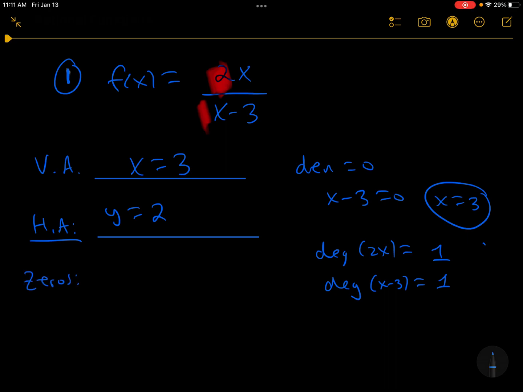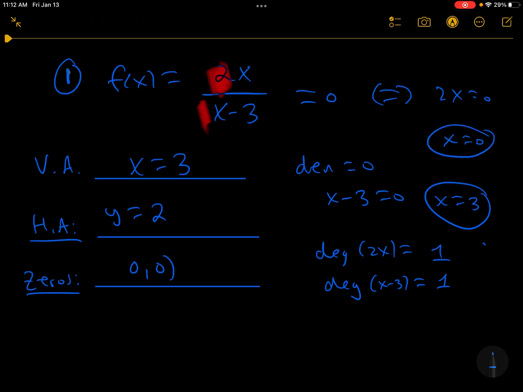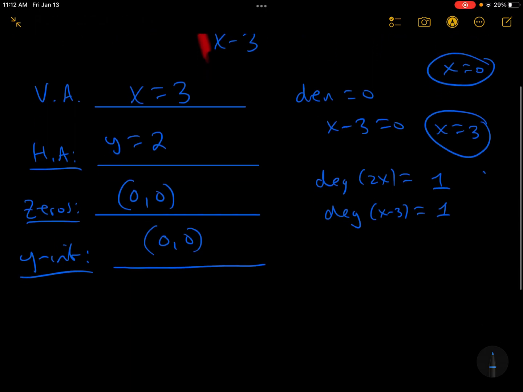Zeros occur when the function equals 0, and a fraction can only equal 0 if the numerator equals 0, which happens if and only if 2x equals 0 or x equals 0. So we only have one zero, and it's at (0, 0). And this is also the y-intercept. Right? And so with these four pieces of information, we can draw a graph.